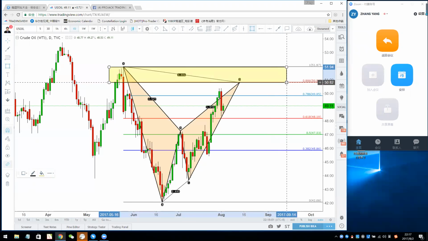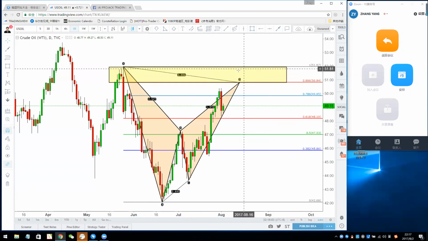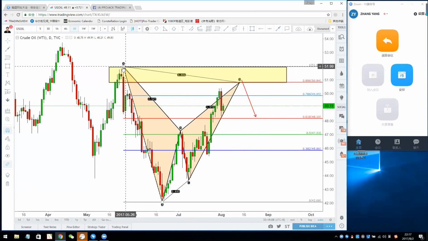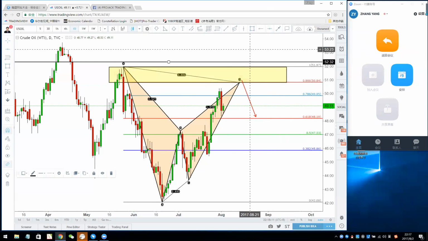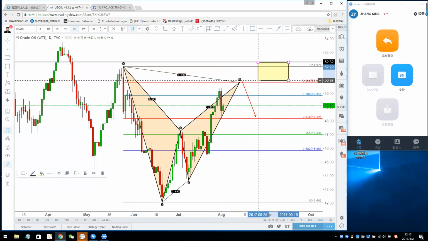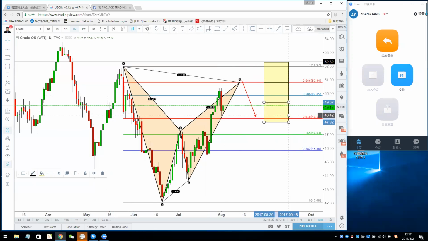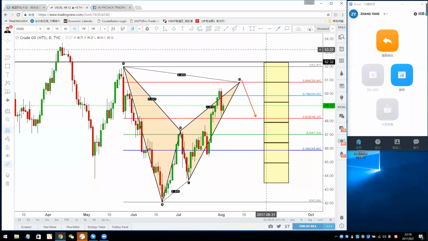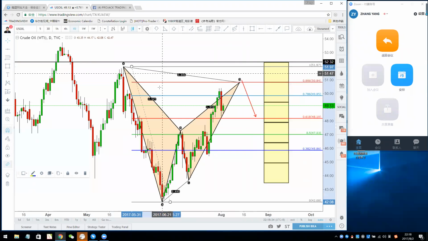So if the oil does rise to that area, you want to take a short, and you may put your stop loss above the X point. Why do you do that? Because your risk is small. Your whole risk is just this much, but your reward will be at least 1 to 2, or 1 to 3, or maybe even 1 to 5. This is how you do business: you invest certain money with certain risk, and you want a couple of times the reward. So this is for the bat pattern.